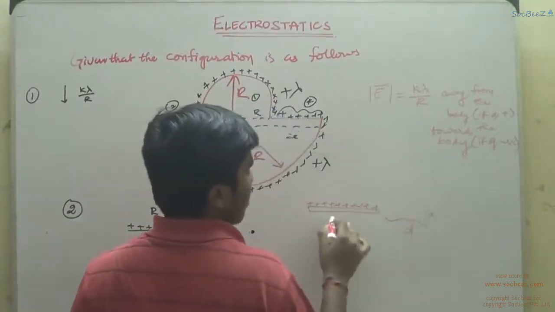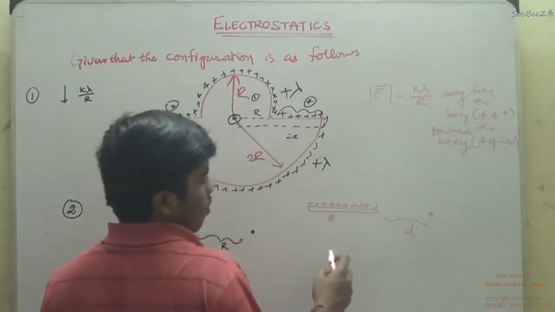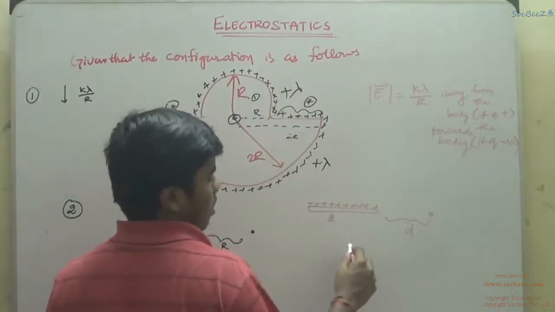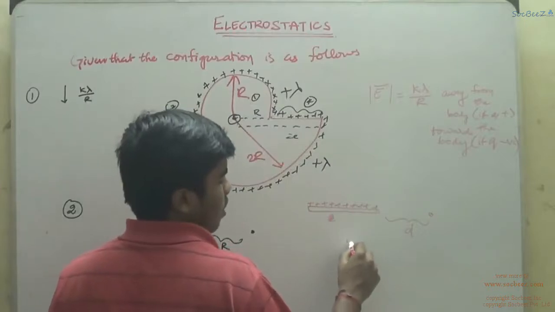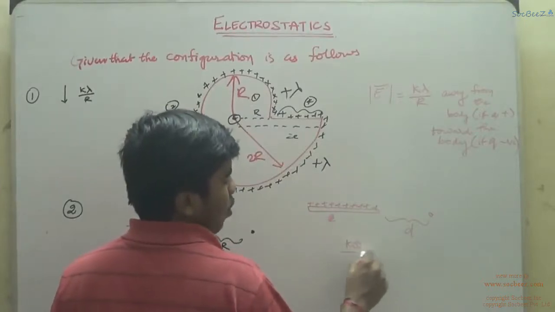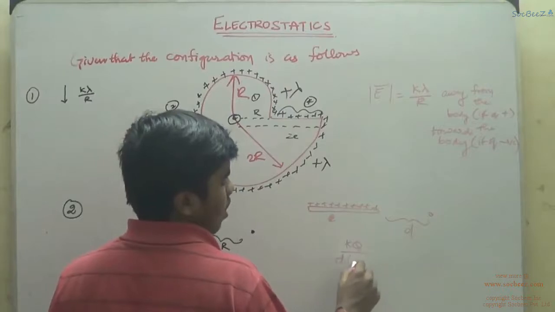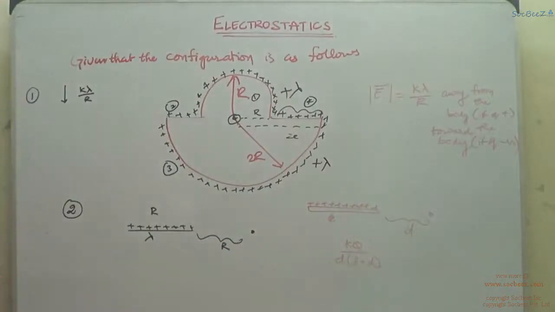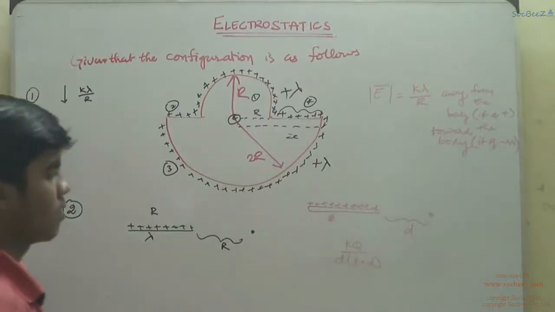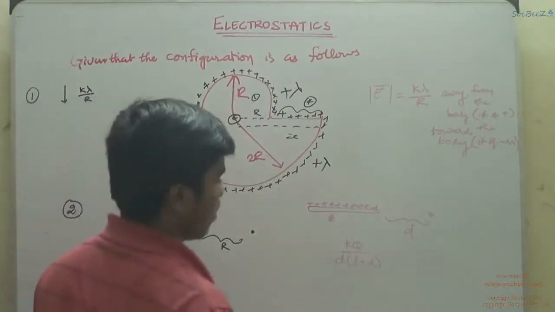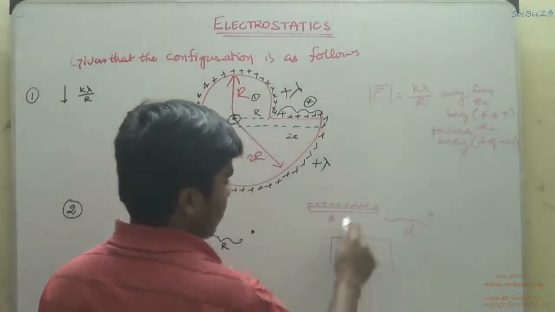At a distance D, this length being L. So what was the formula? The formula was KQ by... just check if the formula is correct or not. This was the formula for this thing.